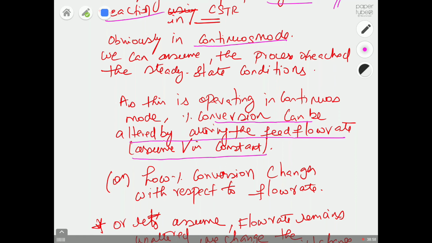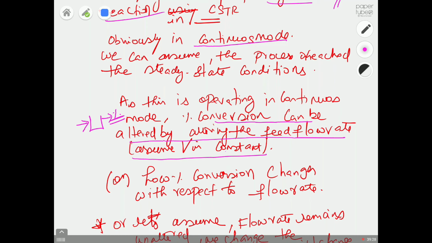So assume the volume of your continuous stirred tank reactor is constant. Then if you change the flow rate, your percentage conversion will change. If your flow rate is low, probably you get 80 percent conversion, and if your flow rate is high, you may get something less than 80 percent conversion. That's why I said you should have some chemical engineering knowledge. You might have learned this already in your reaction engineering.